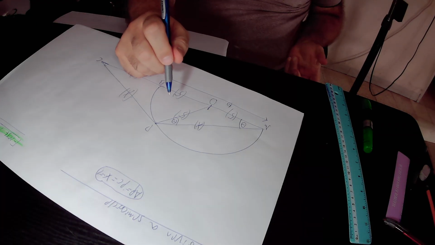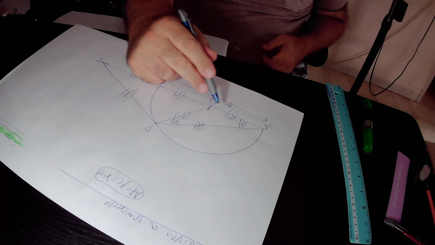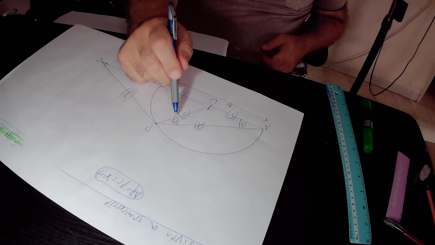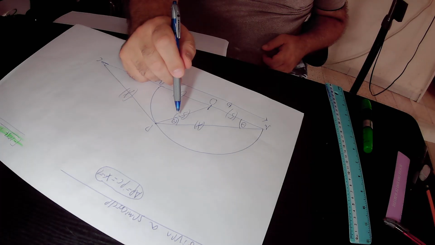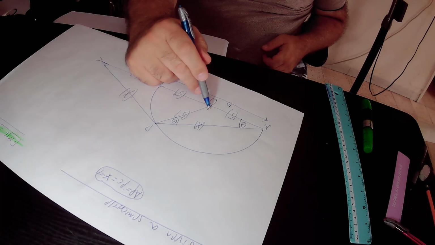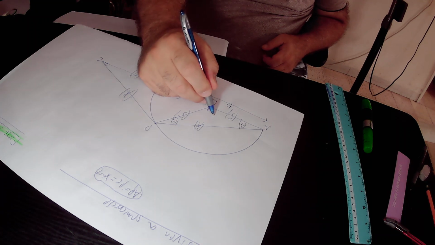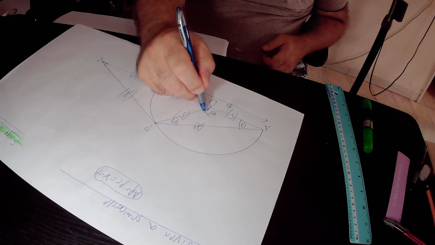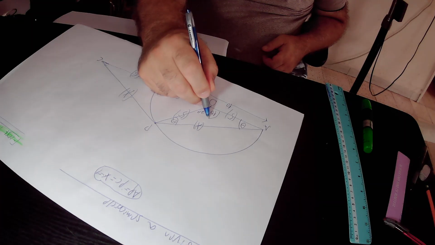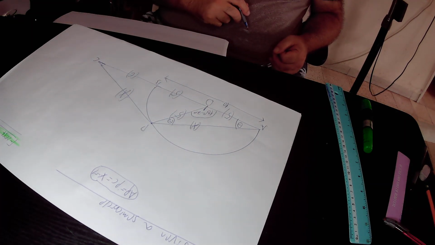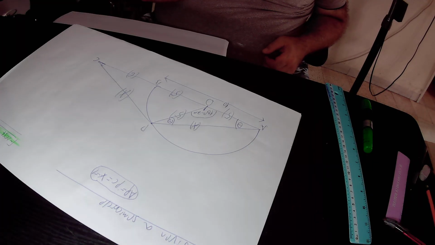So in this isosceles triangle AOP, theta plus theta is 2 theta, and therefore this vertex angle must be equal to 180 degrees minus 2 theta, according to the rule that says that the sum of the angles in any triangle is equal to 180 degrees.